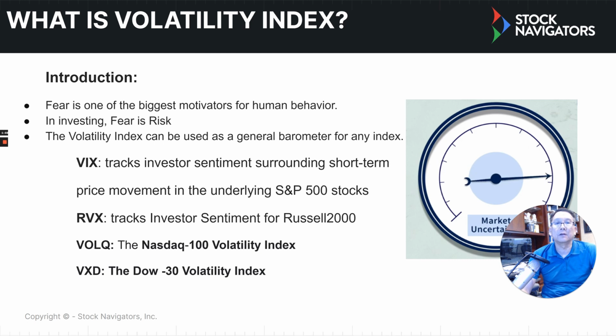However, investors who want a little more precision can choose to use the index that's specific to the index they are trading. For example, if you are tracking the S&P 500, you can use the ticker symbol VIX, and if you want to track the Russell 2000, you can use the ticker symbol RVX. For the Nasdaq 100 volatility index, they use VOLQ, and for the Dow, they use VXD.